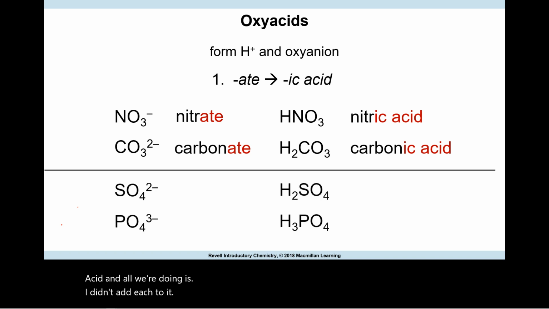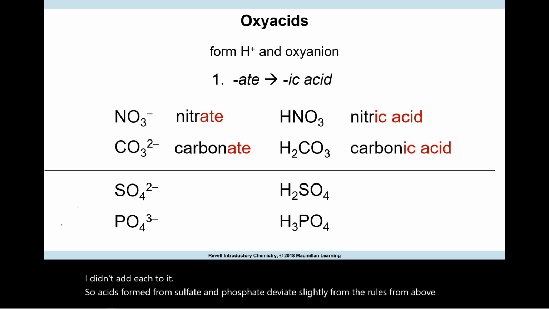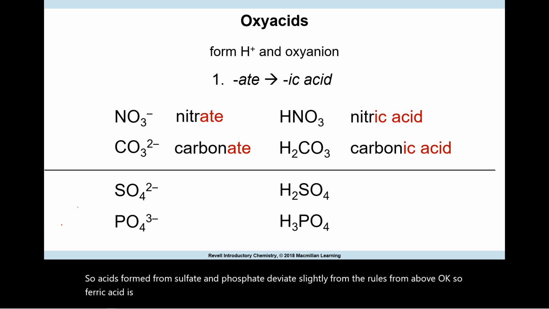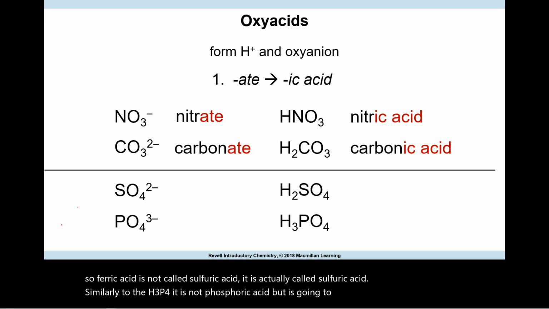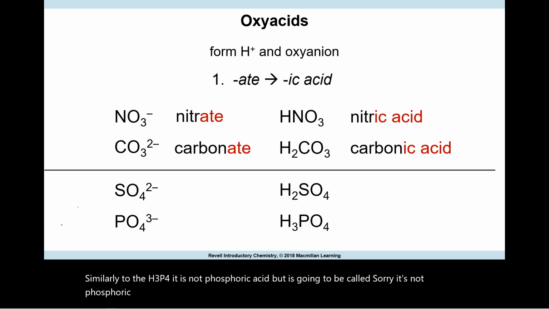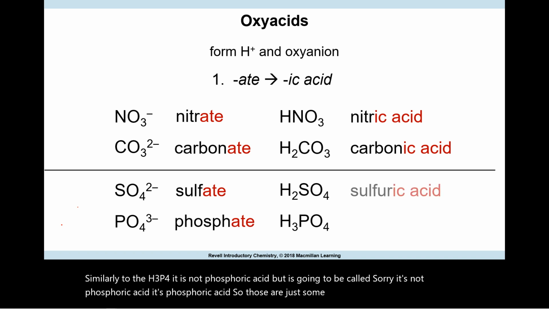So acids formed from sulfate and phosphate deviate slightly from the rules from above. Sulfuric acid is not called sulfic acid. It is actually called sulfuric acid. Similarly, H3PO4 is not phosphic acid, it's phosphoric acid. So those are just two exceptions to the naming.